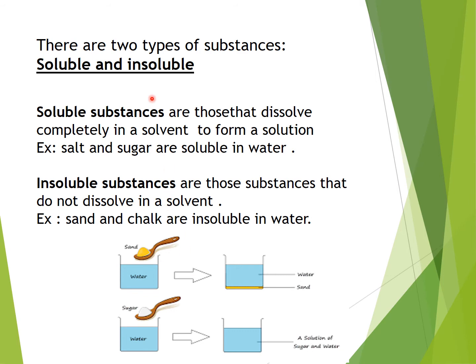So, there are two types of substances. One is soluble substance, and the other one is insoluble substance. Soluble substances are those that dissolve completely in a solvent, like sugar and salt. Sugar and salt, they completely dissolve into the solvent or into the water to form a soluble substance. So this salt and sugar, they are known as soluble substances.